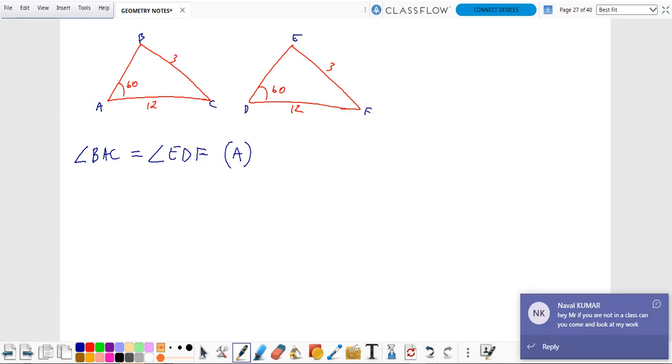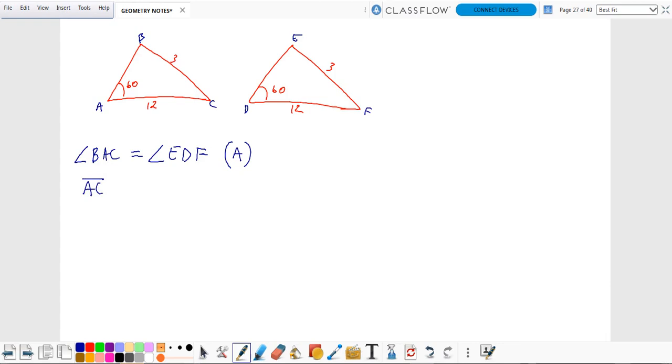What's next? What else is the same here? The side. Which side do you want to refer to? AC and DF. For the side AC, we're going to use this convention: AC, and you put a line on top when you refer to the side. So side AC is equal to, what's it the same as? DF, so side DF. And then in brackets, you'd call that side.